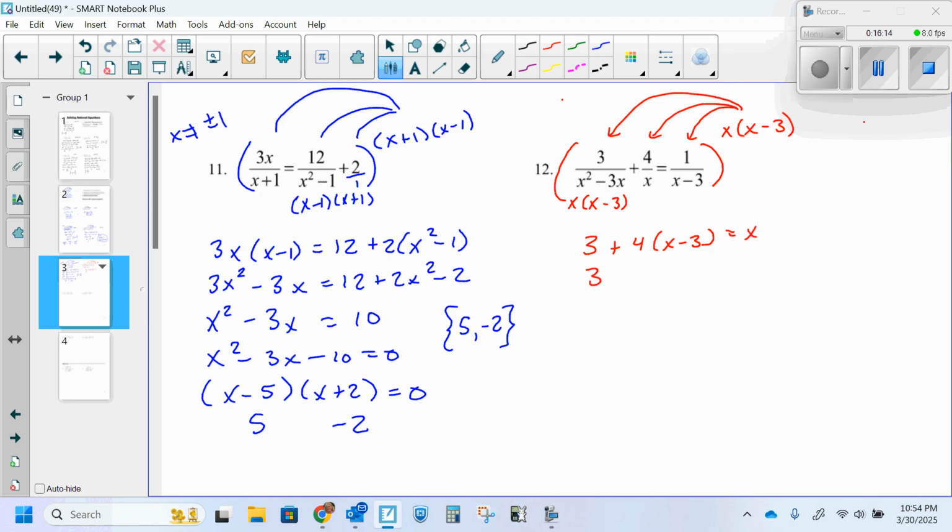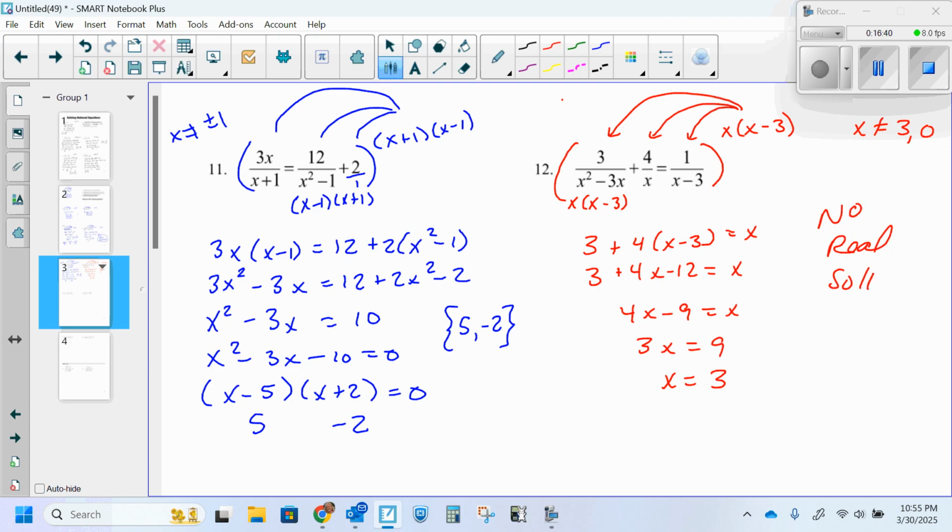Oh, I didn't do the domain restriction. x cannot be 3 or 0. And once again, my answer that I got is one of our restrictions. So this is no real solutions again. That's the only way that's going to show up, if it shows up in your domain restrictions.